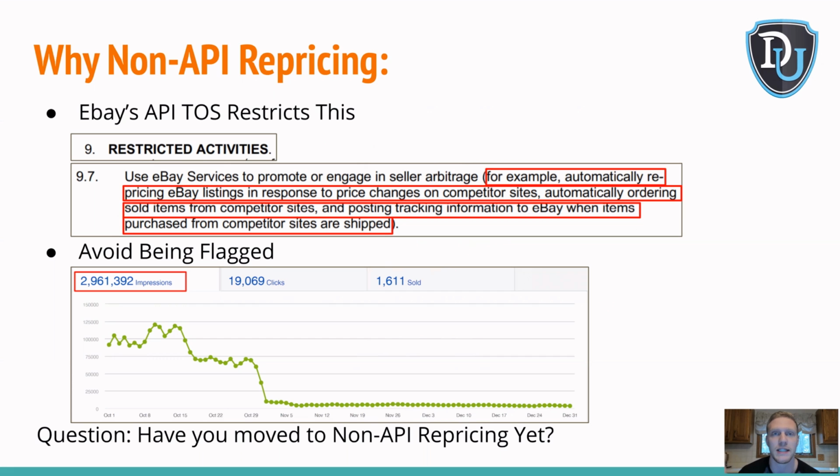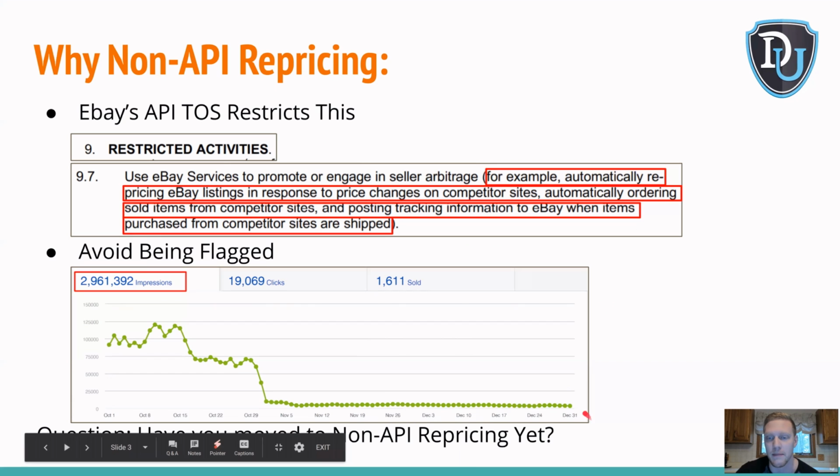And using these more obscure suppliers is not going to get your account caught in general, as long as you're doing non-API repricing. And also, you will avoid being flagged. So this is one of my accounts that started October 1st right here, December 31st of 2018. As you can see, right around November 1st, I've shown this graph a bunch of times, this is exactly where the fall happened.